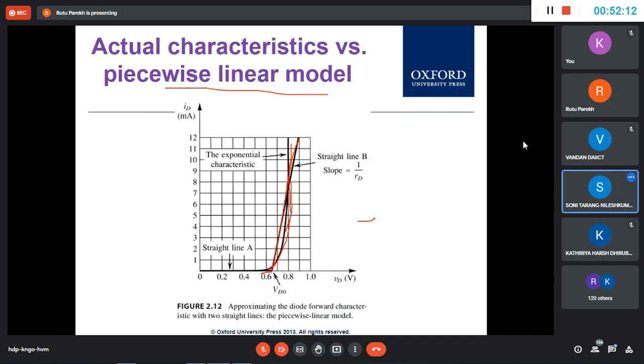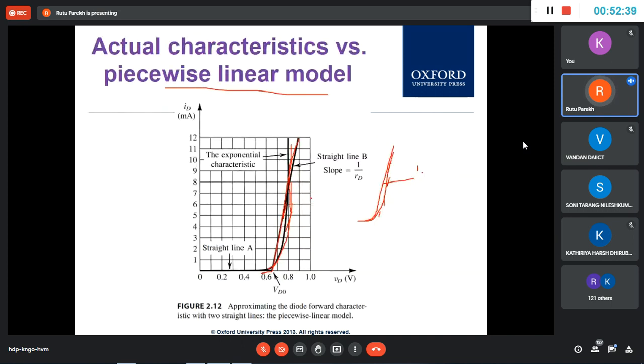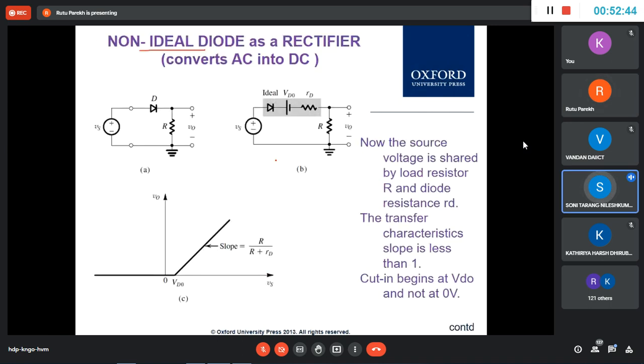See, actually it is like this way, so the slope changes a little at different places. That's why, but in this model we take a straight line, and the slope is fixed at 1 upon RD. The slope is just one in the piecewise model. In reality it is changing, but that change is little. In the piecewise linear model, RD is taken to be constant and not a function of VD.